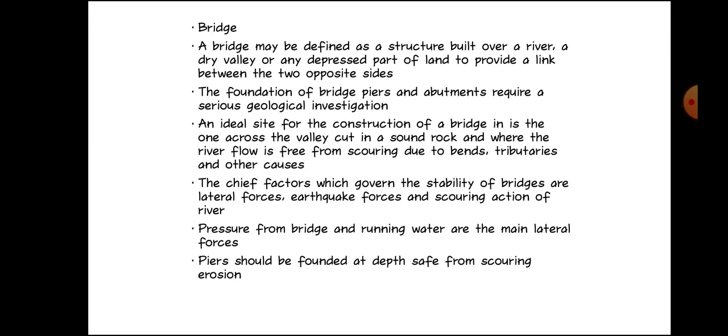An ideal site for the construction of a bridge is the one across the valley, cut in sound rock, and where the river flow is free from scouring due to bends, tributaries, and other causes. The chief factors which govern the stability of bridges are lateral forces, earthquake forces, and scouring action of the river. Pressure from wind and running water are the main lateral forces. Piers should be founded at depth, safe from scouring erosion.